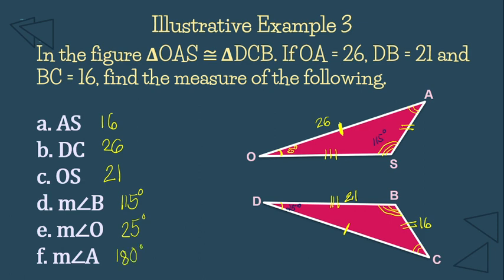Ngayon, para makuha natin yung measure ng angle A, ima-minus natin yan dun sa dalawang measure. So, we have 25 degrees plus 115 degrees, that is total of 140 degrees. So, minus natin sa 180 degrees, that is 40 degrees. So, the measure of angle A is 40 degrees. So, that is how we solve for the measure of the sides and angles of a triangle.